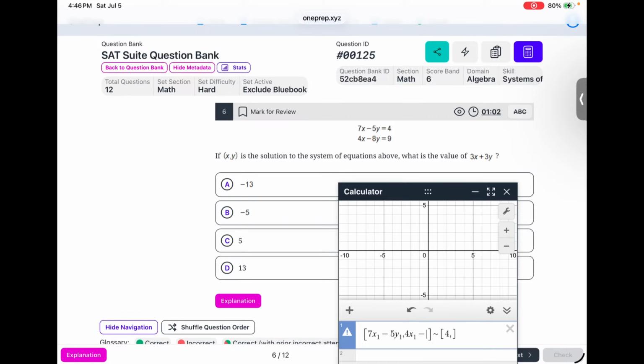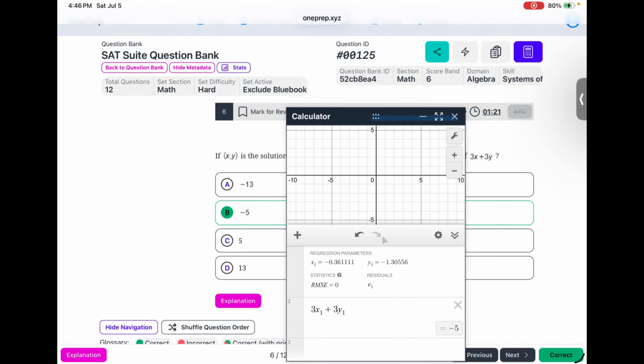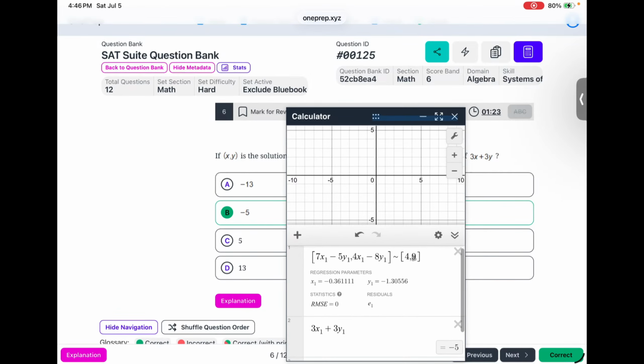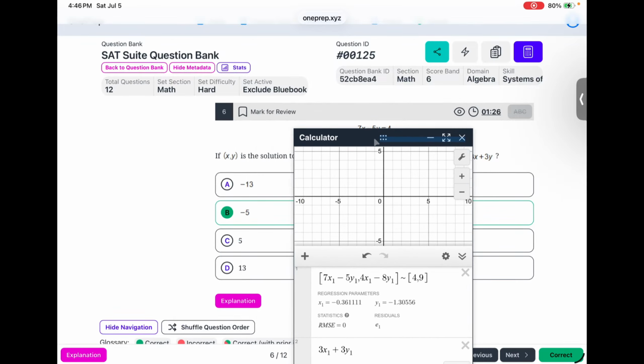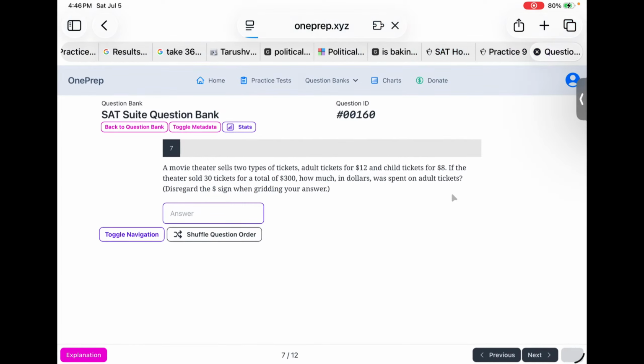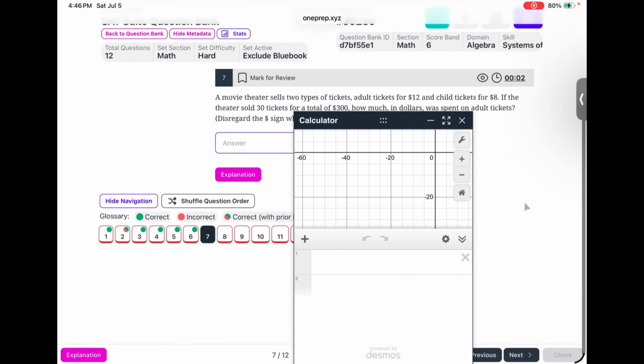4x1 minus 8y1 equals 9. So then we need 3x1 plus 3y1, and that's equal to -5. So we're just going to check that real quick. And that was the correct answer right there. So as you can see, guys, Desmos makes it very, very nice and easy for us, like that. Move on to the next problem right here.